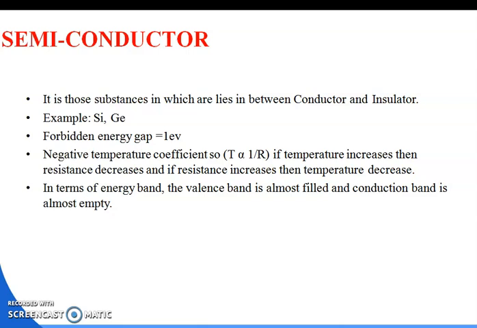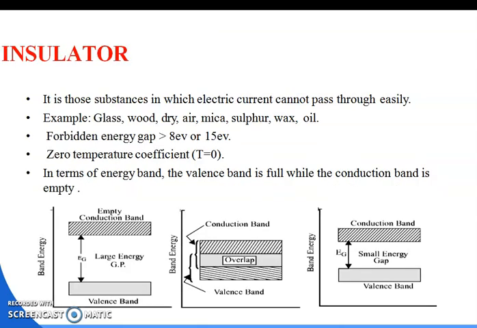In terms of energy band, the valency band is almost filled and the conduction band is almost empty. Now see the energy band diagram of all. First we will discuss the insulator. We already discussed the semiconductor. Now come to the insulator. What is an insulator? Insulators are substances in which electric current cannot pass through easily.